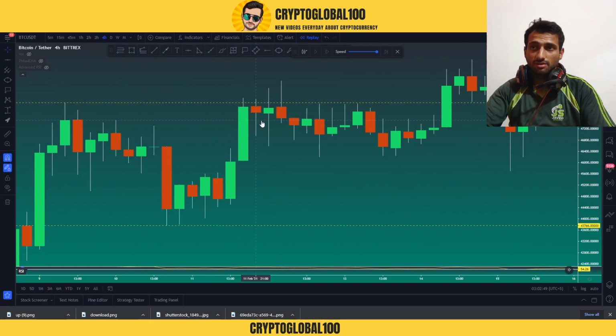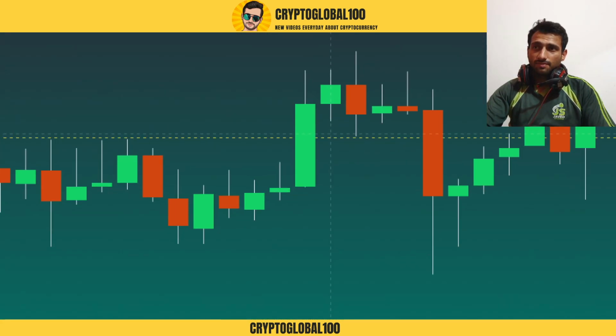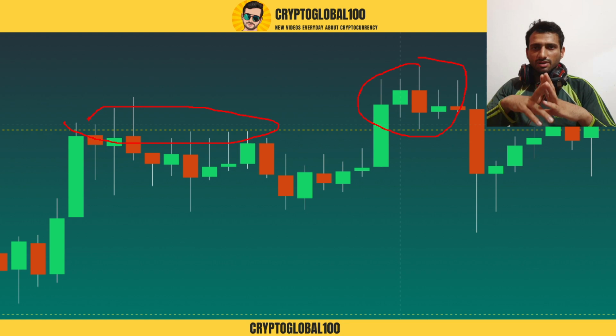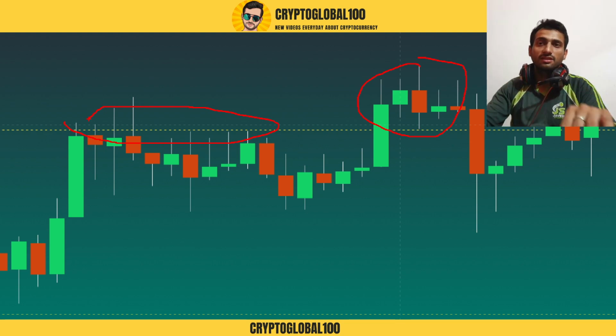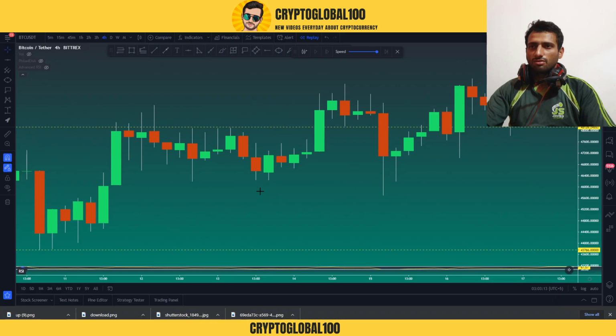And what happened next? If you go further, you see here the resistance was broken. You see, the resistance was broken. Why? Because it has been tested multiple times. So when a certain level is tested multiple times, it makes it weaker. Just keep it in your mind. In this case, we saw that resistance became weaker because it was tested multiple times, okay.